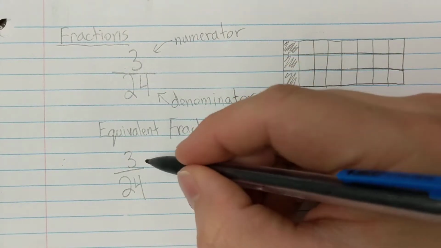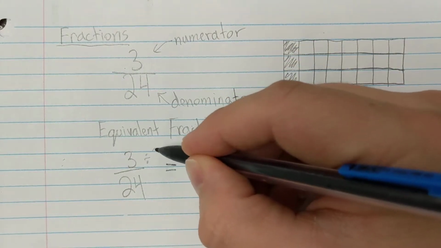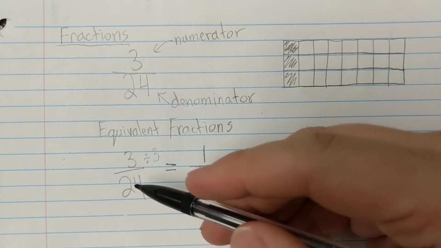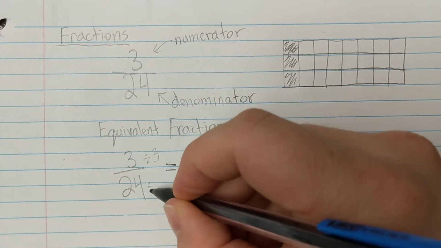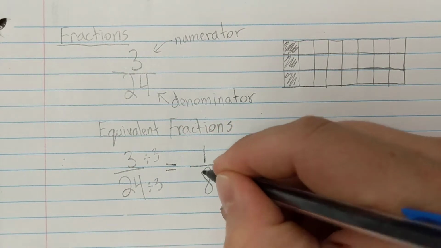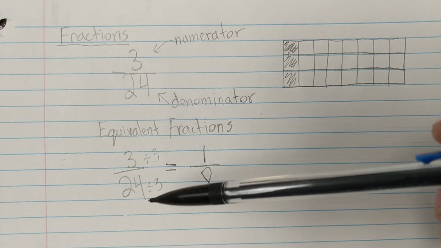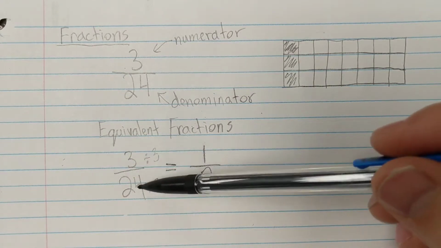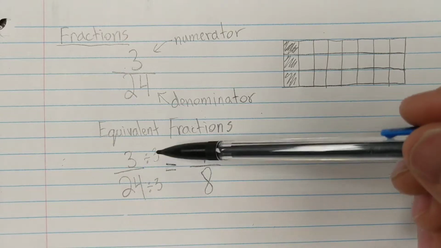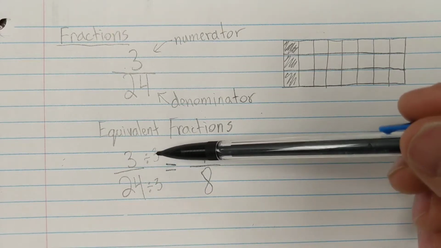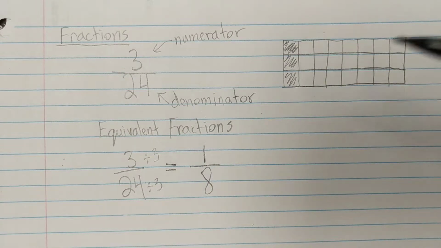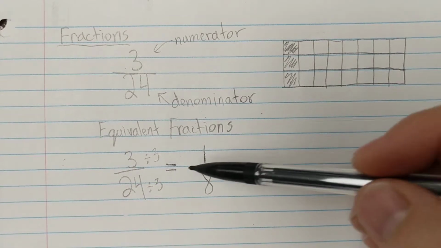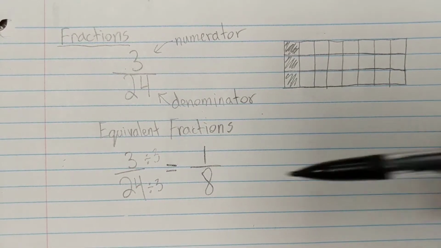So if we take this 3 and we divide it by 3, we would end up getting 1. If we take this 24 and we divide it by 3, we would end up getting 8. In order to do this, sometimes we need to focus on what our prime factors are, so numbers that both could divide by, and since we know that these can both divide by 3, we can do that. So 3 divided by 3 is 1, 24 divided by 3 is 8. So then we can say that 3 over 24 is equal to 1 over 8.